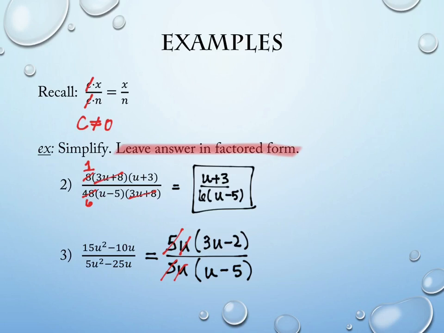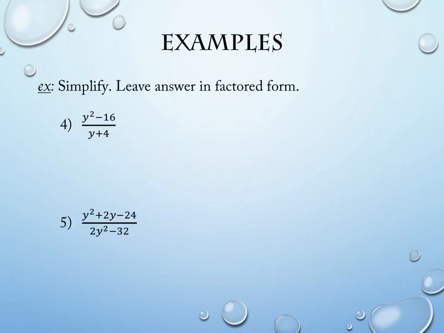The 3u minus 2 and the u minus 5, can those simplify? No, they can't, right? There's no number or value that's common to all of it. So my answer is simply 3u minus 2 over u minus 5. Okay, are we good with that? Okay, let's try another one.